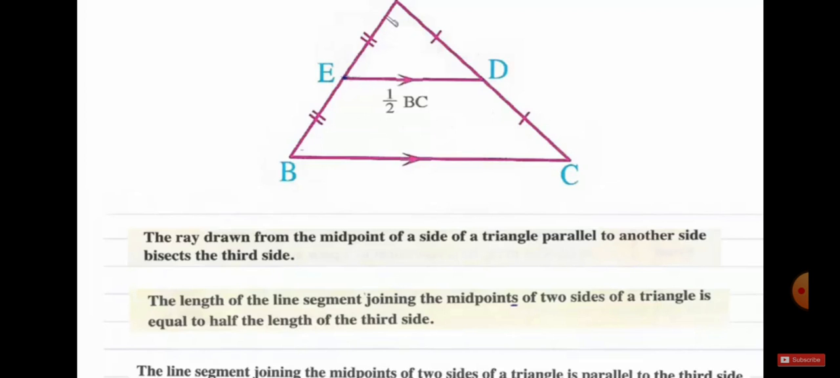Then if I have a triangle and a line segment joining the midpoints of two sides, parallel to the third side, then we can say this line segment is half the third side of the triangle.